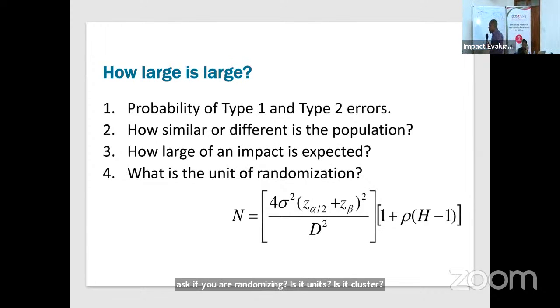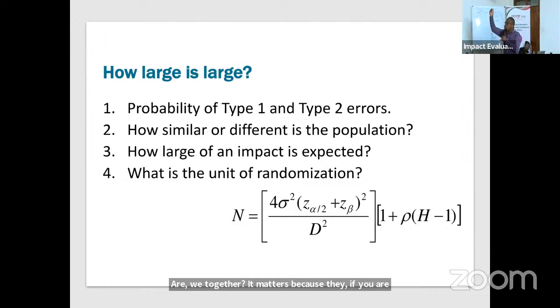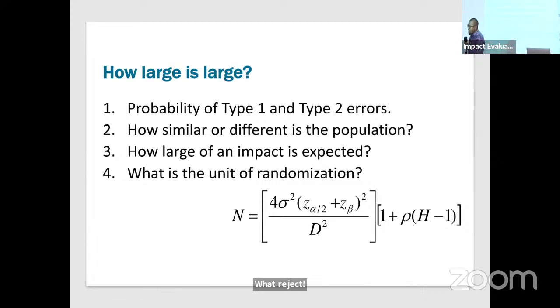Are we together? Are you randomizing at the individual level, at a school level, at a hospital level, at a geographical block, or a community? It matters, because if you are doing clusters, how many clusters should you have? So much so that you are able to get a good sample that can help you reject the null. Are we together?